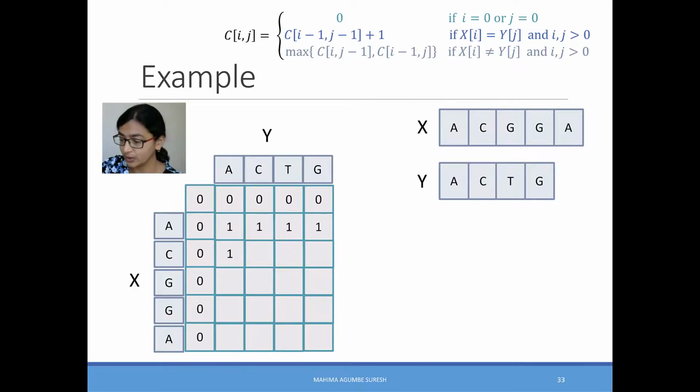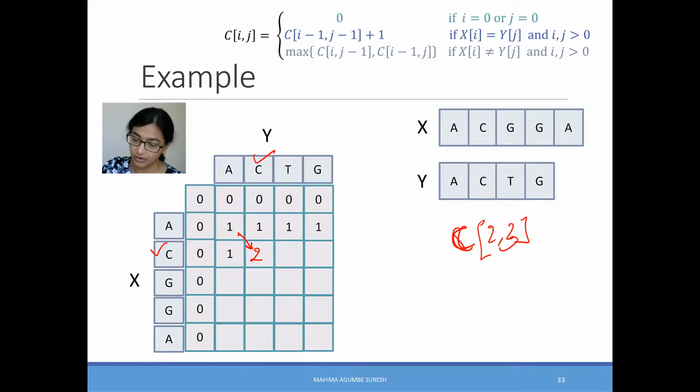But here when we start looking at C of 2 comma 2, again we see that x2 and y2 are the same character. So we have to expand it from the diagonally opposite entry, which is 1 plus 1, which is 2. Now when we look at C of 2 comma 3, we compare x of 2 and y of 3, which is C and T.